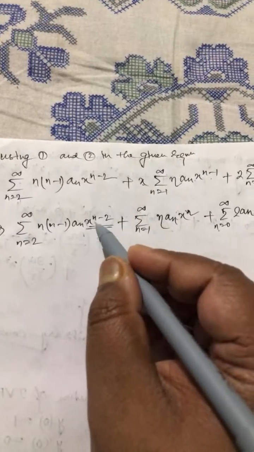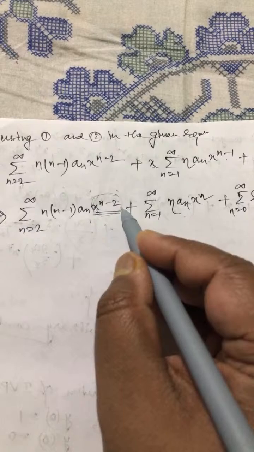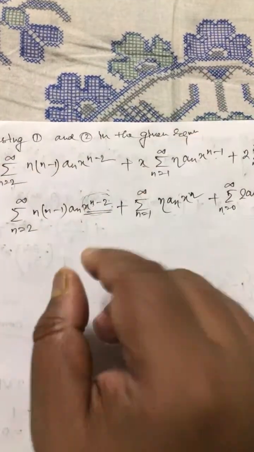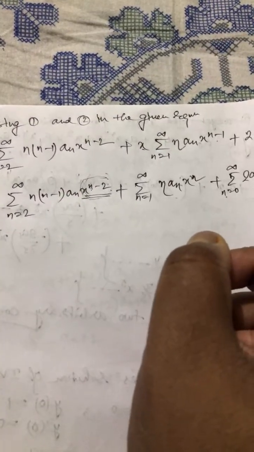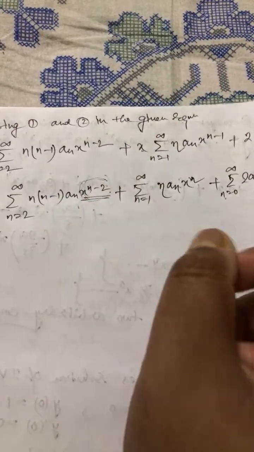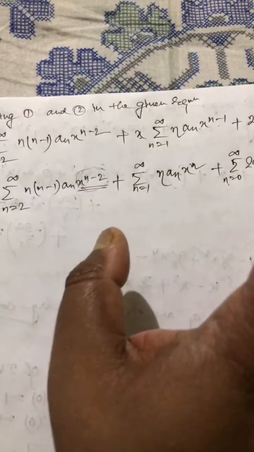How to modify this expression? As usual, convert this into x to the power n. That means x to the power n minus 2 will be taken as x to the power n right now. So n minus 2 is equivalent to n. Think in this way: n should be replaced by n plus 2.